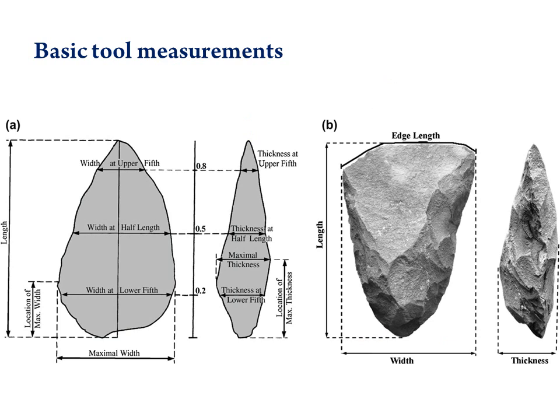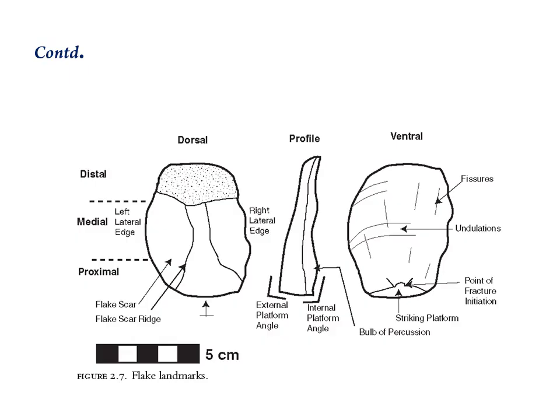So apart from the length and width and the lateral side, we have to also look into different parts of the tool, where the dorsal side and ventral side. Dorsal side is where flake scars and ridges are evident. Ventral side of the tool is the side from which it got detached from the core. So this is the inner side of the core which it has detached. This is the outer surface of the tool.